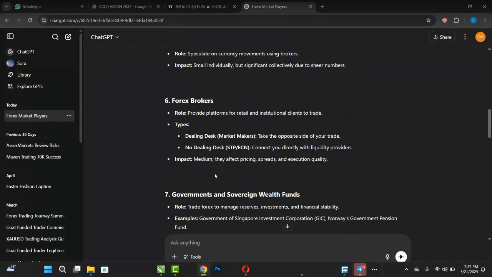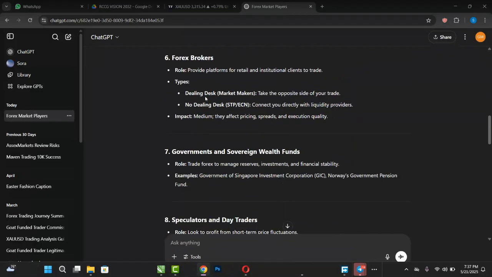Then other set of people are forex brokers, which provide platforms for retail and institutional clients to trade. Dealing desk brokers make the market, taking the opposite side of your trade. No dealing desk brokers connect you directly with a liquidity provider.